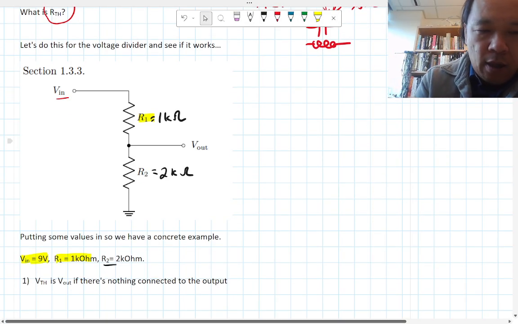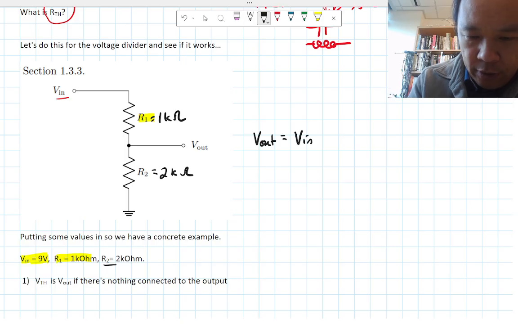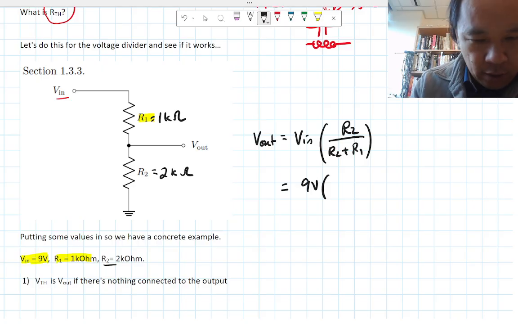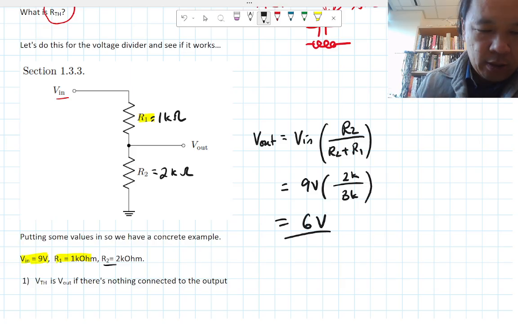And if you just did the voltage divider equation, the voltage divider equation is V out equals V in times R2 divided by R2 plus R1. So in this case, V in is 9 volts, R2 is 2000, R2 plus R1 is 1000 plus 2000, so that's 3000. So this is actually going to be 6 volts. That's going to be the V out.